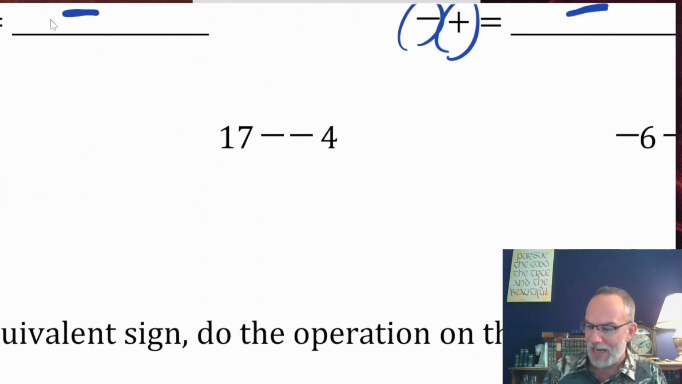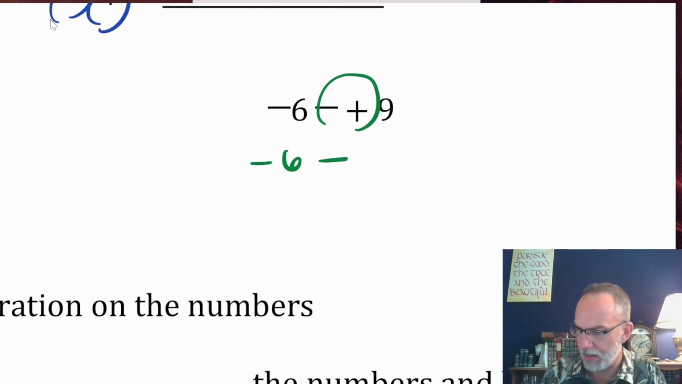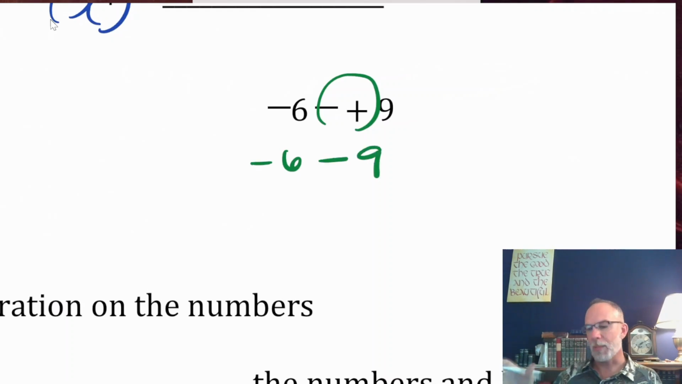17 minus a -4. Well, what is the replacement for a negative? That would be a positive. So this becomes 17 plus 4. And then this one over here, -6 minus a +9. Well, how do I replace a minus plus? That would be -6 gets replaced with a single minus, 9. We'll talk about the numbers now.